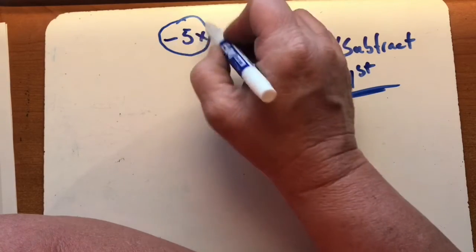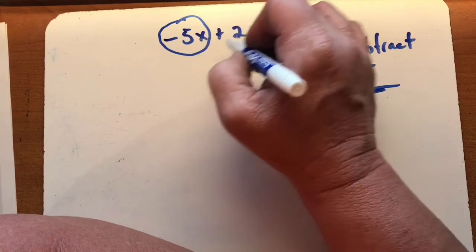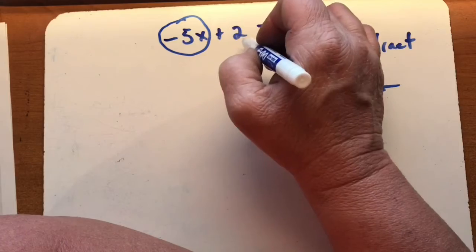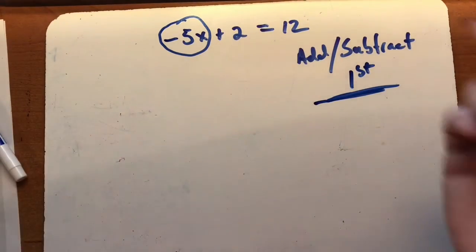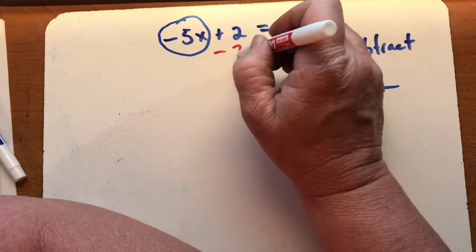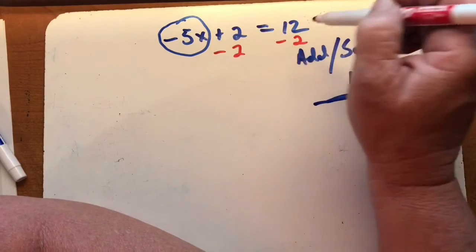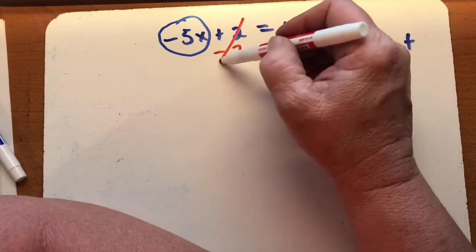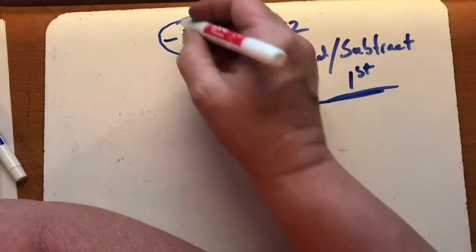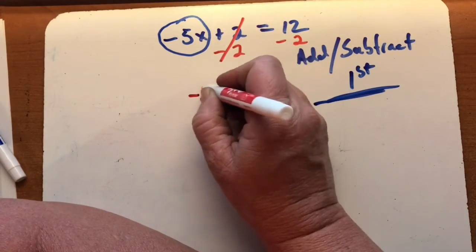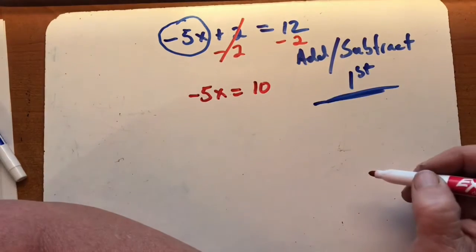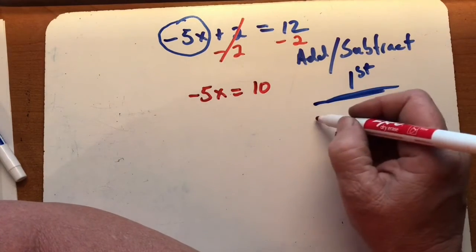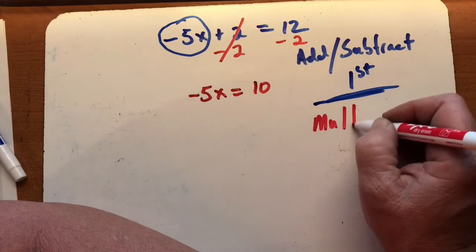So in order to get this big glob of algebra by itself, I need to get rid of anything added or subtracted by doing opposites. So my first step is I'm going to get rid of adding and subtracting. So I'm going to do opposites to both sides. All right, remember this goes away. This goes to 0. So then I can drop down what's left, my glob of algebra, and 12 minus 2 is 10. Okay? Then I'm going to multiply or divide.